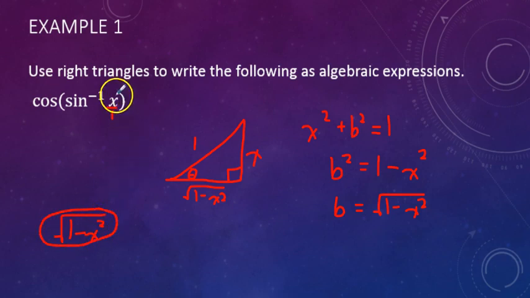So to summarize what we did, we used the information inside the parentheses to set up our triangle to fill in two of the sides. We used Pythagorean theorem to find the third missing side. Then we looked at the function outside of the parentheses to say what's the relationship between the sides of the triangle that determine our final answer. So for cosine, adjacent over hypotenuse.